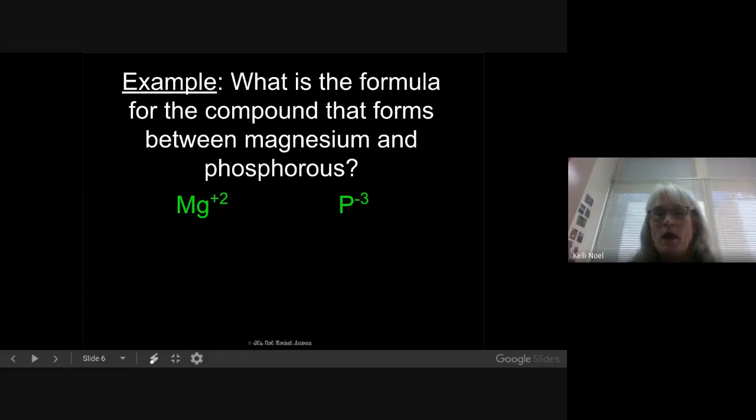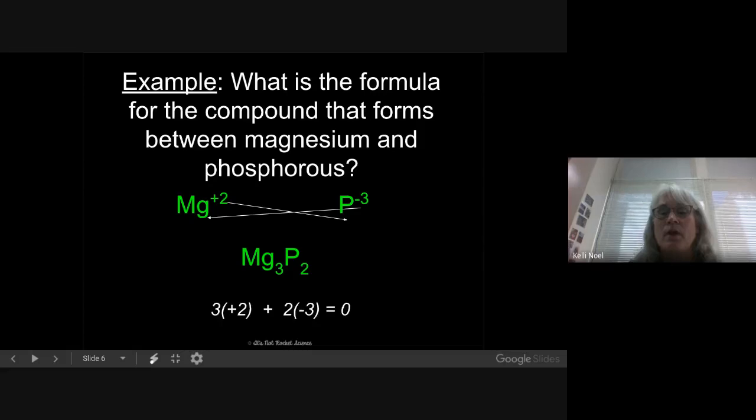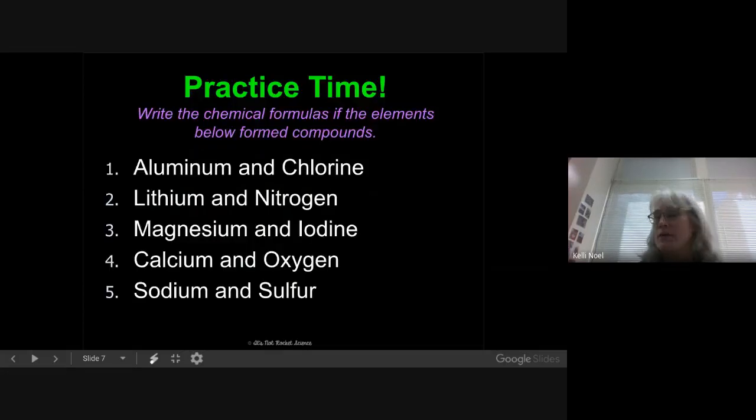So what you do, you have the charge here. You are going to cross that 2 from the +2 to be the subscript beside the P, and the 3 in the charge for phosphorus is going to be the subscript for magnesium. So we crisscross here, and this is how we write it. Don't worry about the plus and negative anymore. All right, and you don't have to worry about doing that little piece at the bottom there.